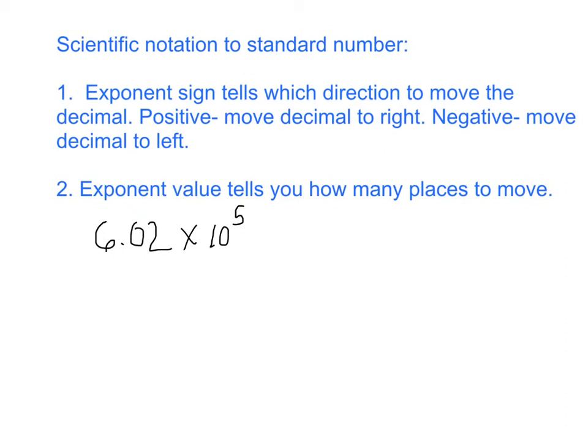Okay, so it's a positive exponent, so I know I need to move the decimal point this way 5 places. So I write 602. I go 1, 2, 3, 4, 5. There's my new decimal point. Fill in the zeros as placeholders. That would be 602,000.